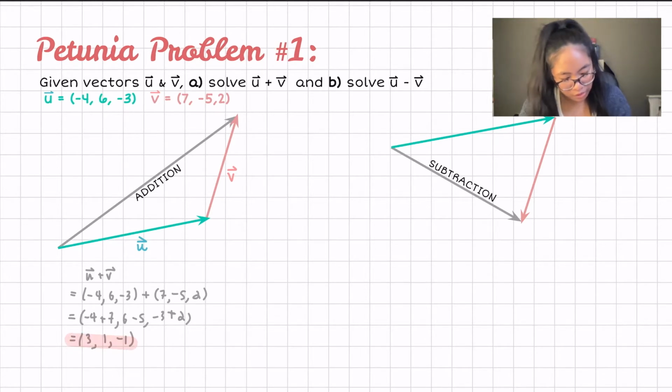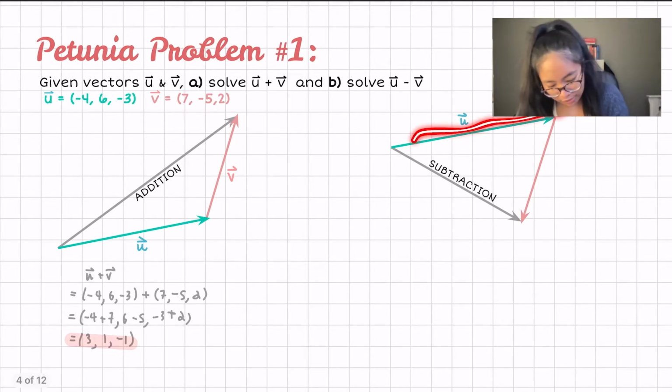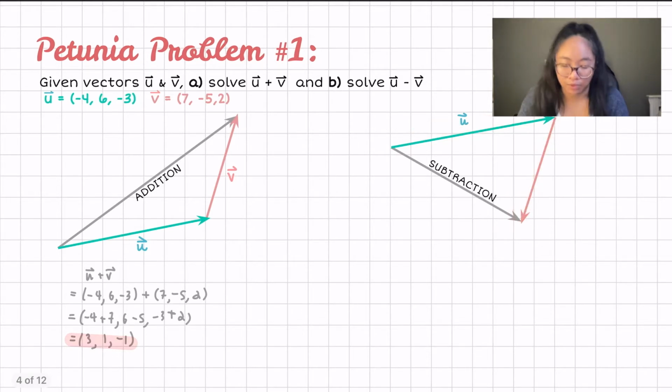Now we're going to go into subtraction. We're going to look at the visual again. We have vector u. And the reason why vector v is going in the opposite direction is because we are subtracting it. We know that vector quantities have direction and magnitude. That's why they're different from scalar quantities. And the negative indicates the opposite direction, which is why v is going downward instead of upward now. And then that results in the gray vector once again.